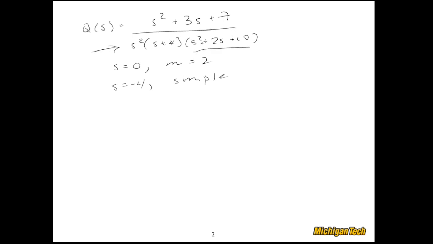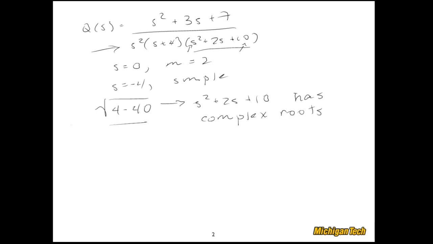And this is complex. We can see that because we can check it. If we look at the square root of this 2 squared, so that's 4, minus 4 times the coefficient here times the coefficient there, so that'd be minus 40. Since that is the square root of a negative number, we know that s squared plus 2s plus 10 has complex roots. And we could finish this off and calculate them. But in terms of classification, that's good enough.